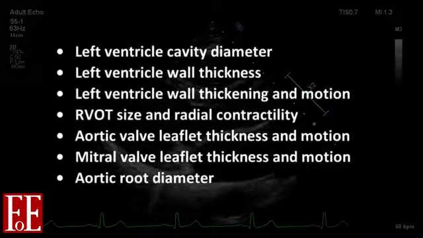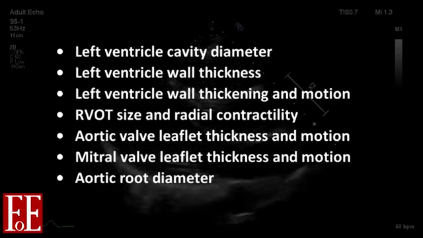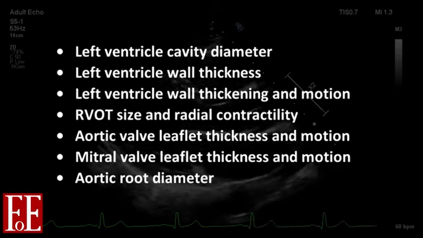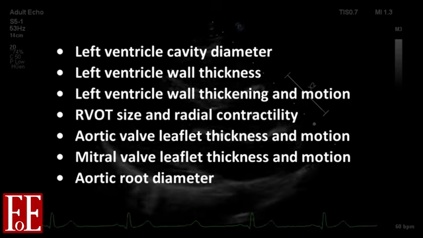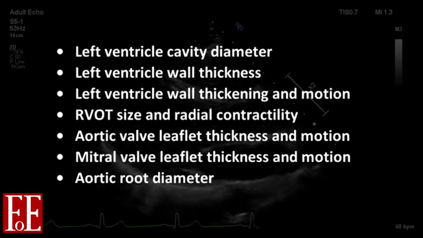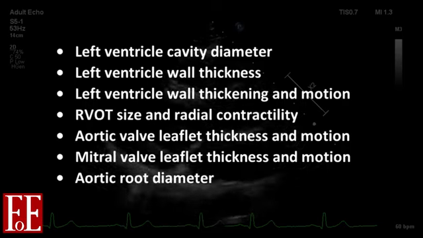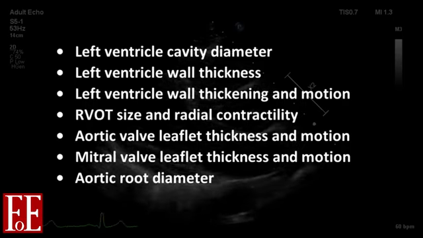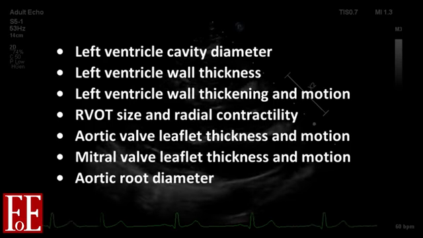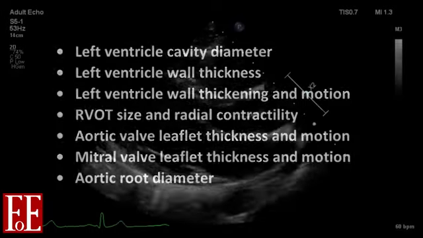Well, we need to look at the left ventricle first of all. We're going to look at the LV cavity diameter. We can do this in either 2D or M mode, and we'll show you how to do this in 2D in this video. We're going to have a look at the LV wall thickness, and then how those walls thicken during systole. We're going to have a look at the right ventricular outflow tract in the near field, its size and its contractility, and then we're going to look at the aortic valve leaflets, how thick they are, and whether they open and close normally. We're going to do the same for the mitral valve, and then we're going to have a think about the aortic root diameter as well.